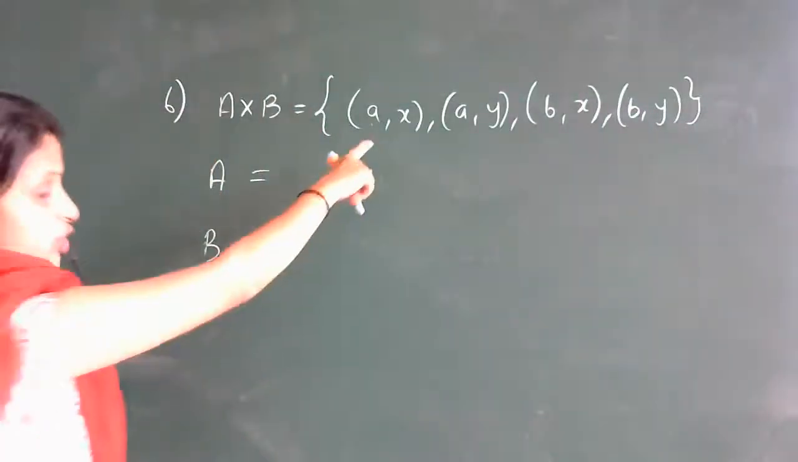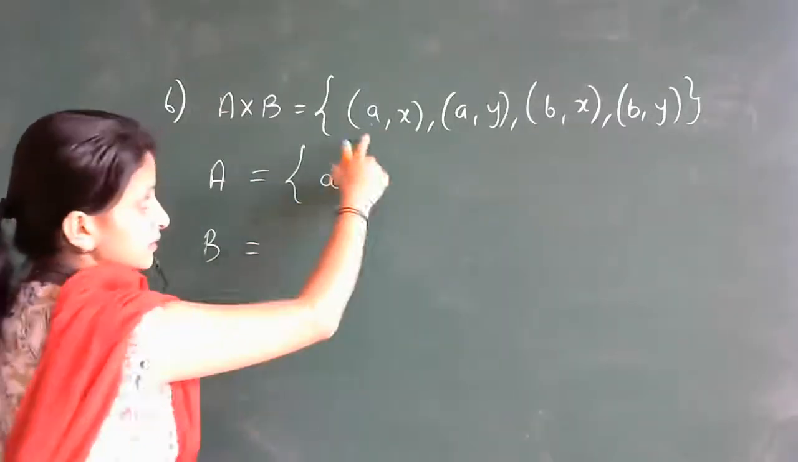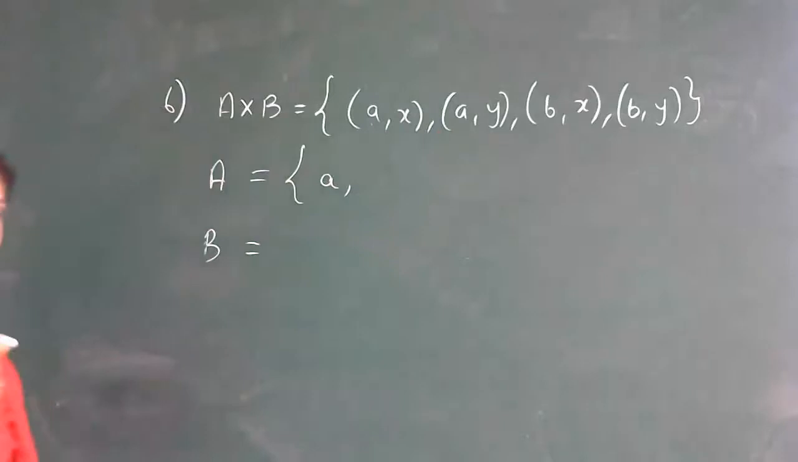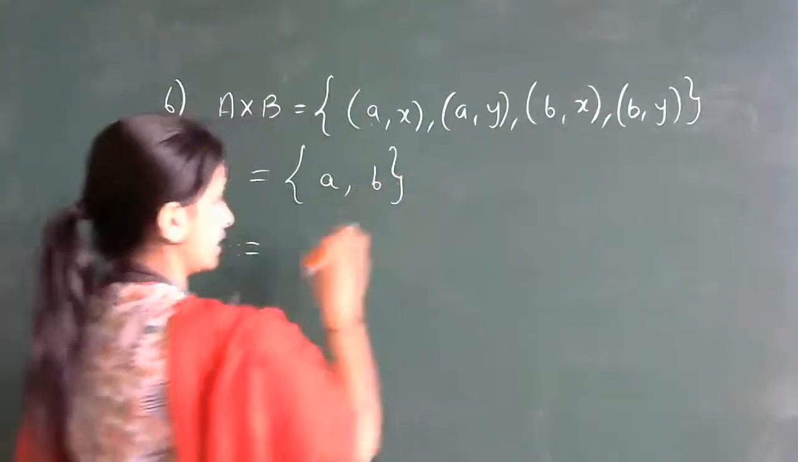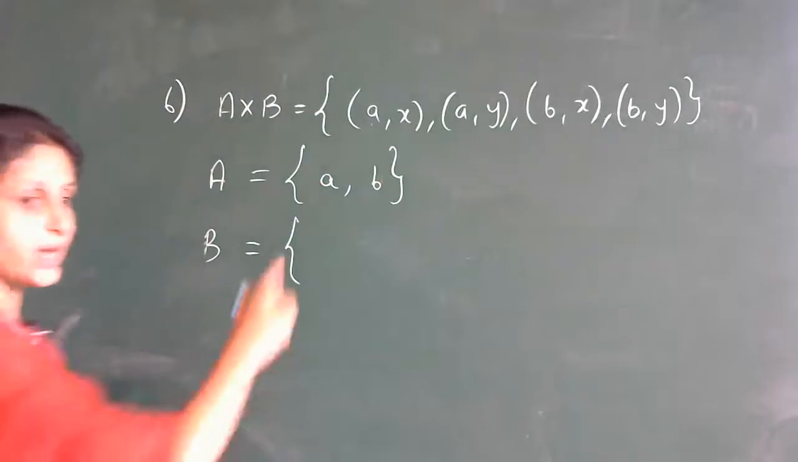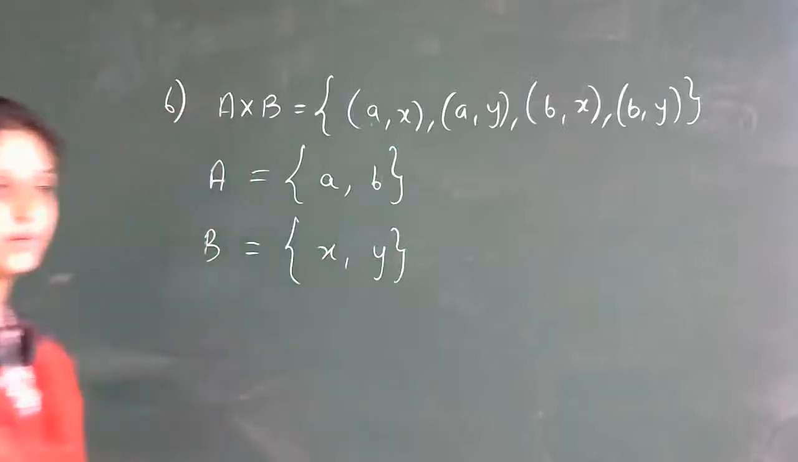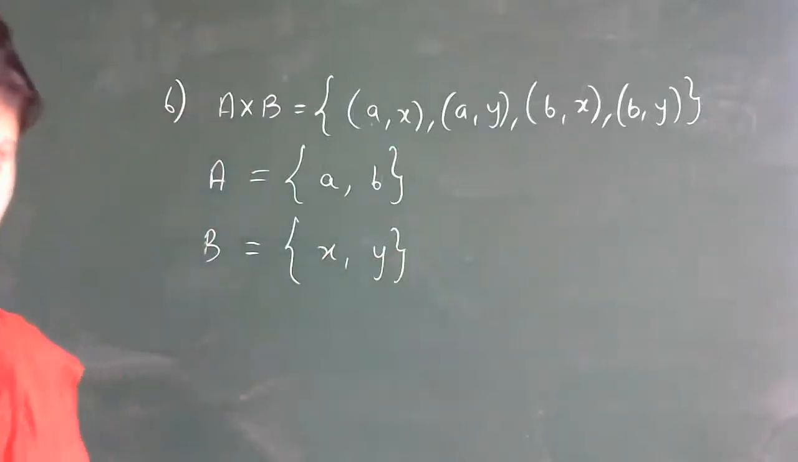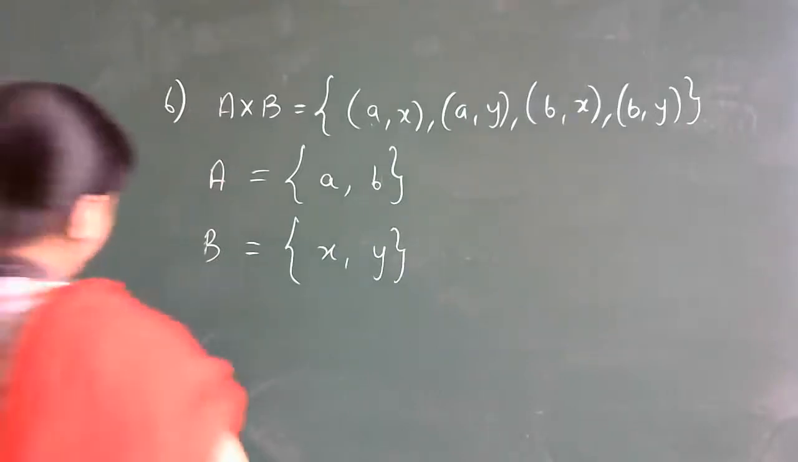So now here in these ordered pairs, what are the first elements? A is one element. It is repeated, so you need not write it. And one more element, what it is? B. B is also repeated, so you have to write it once. Now, in set B means second element, what are the second elements? X and Y. Very good, students. Right answer. So these are the two sets A and B. Question number 7.